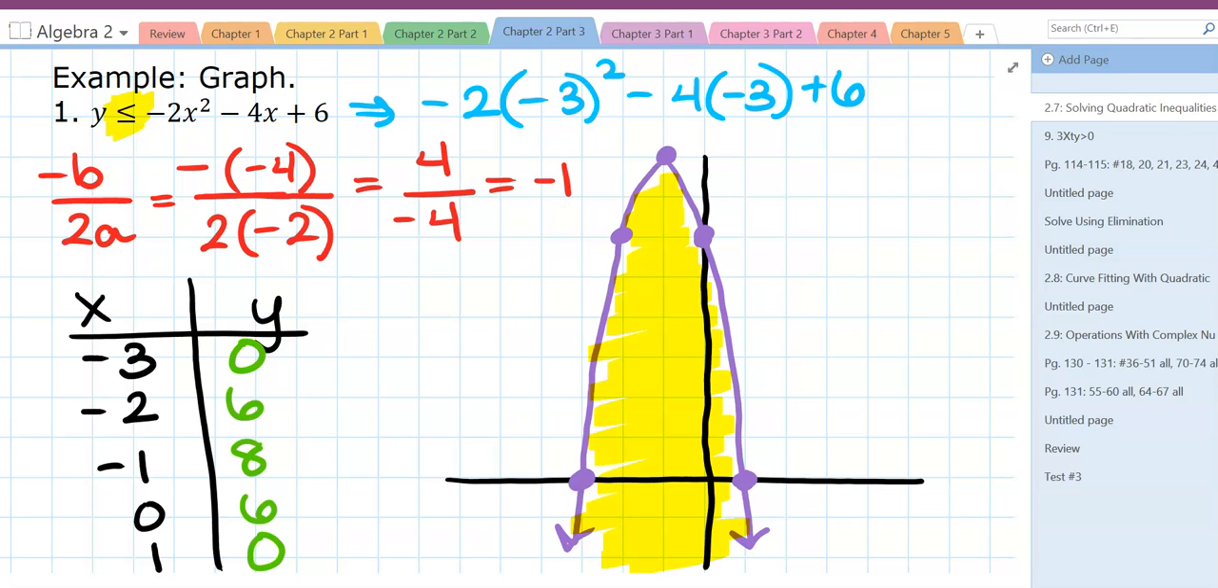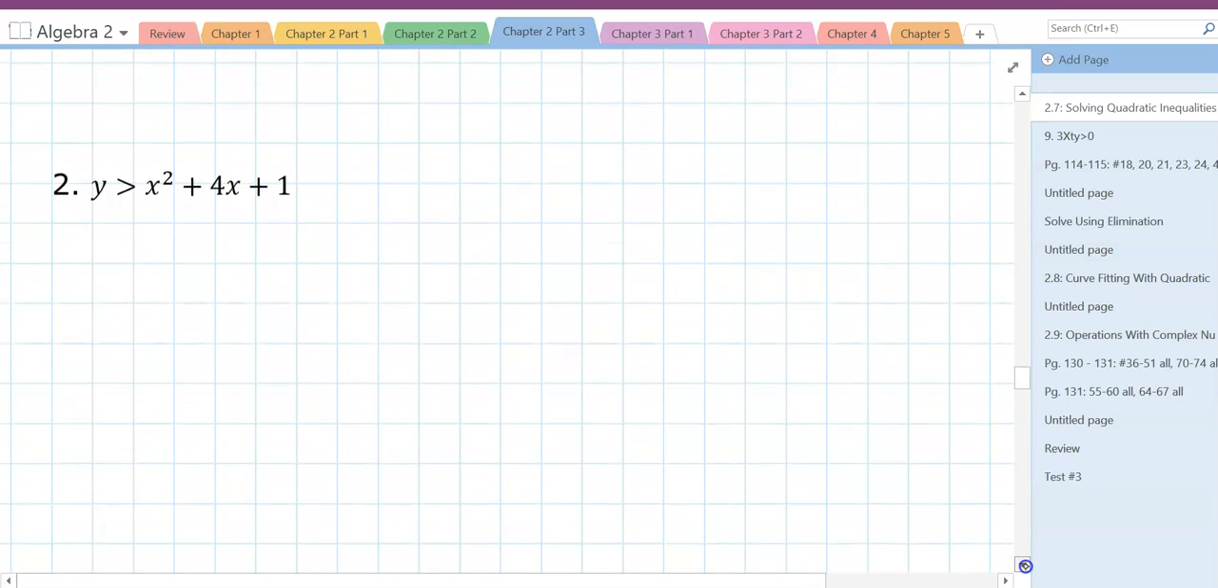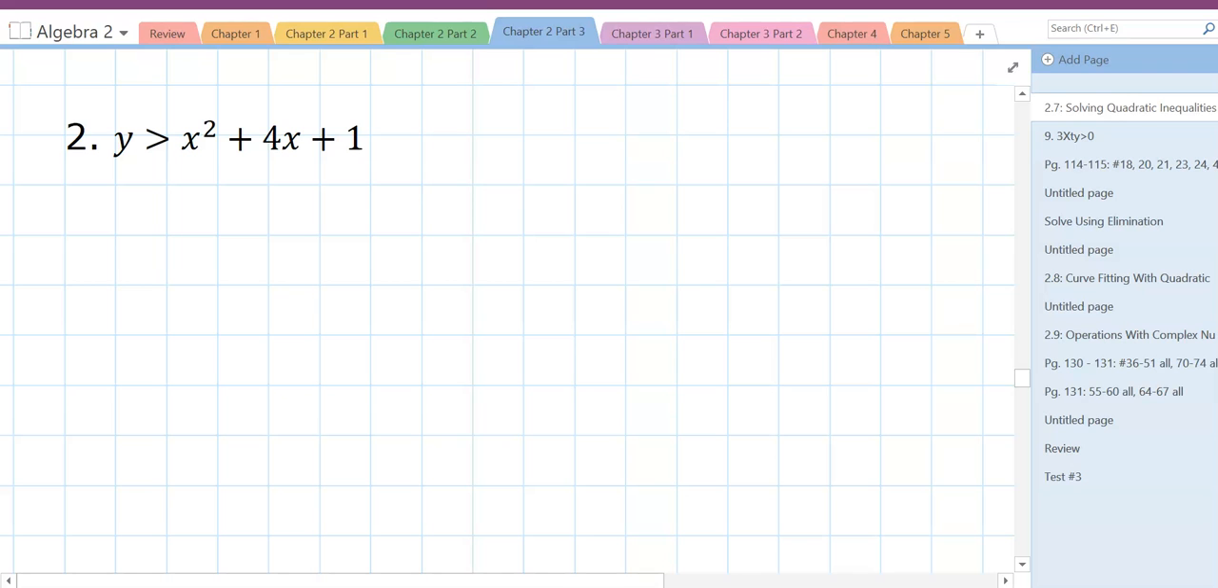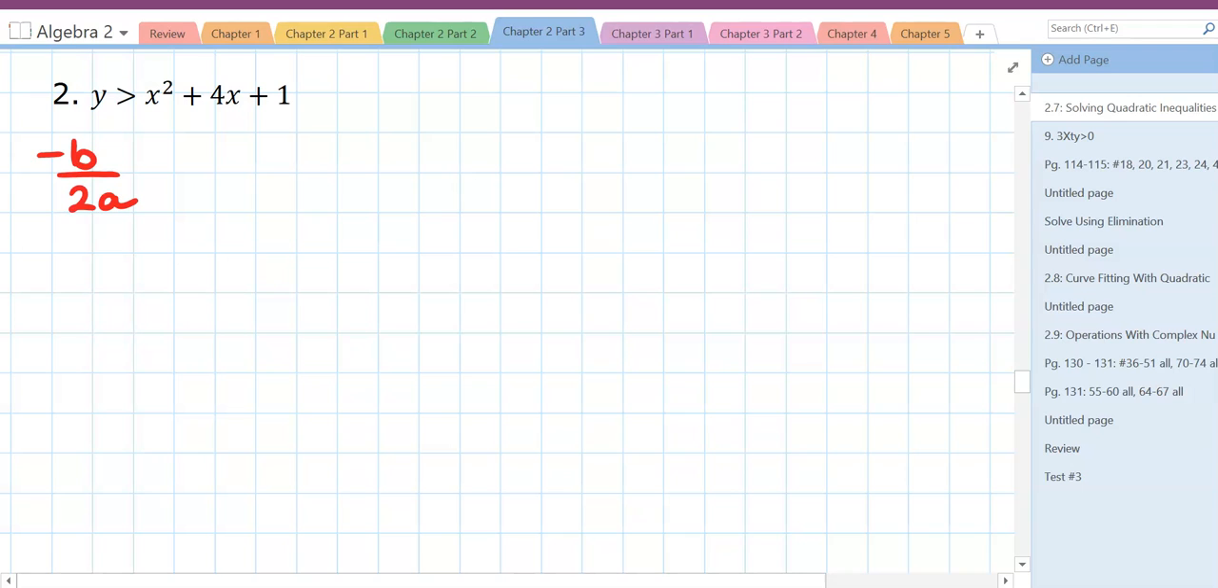Okay, if we go on to the next page, we've got another one here. Y is greater than x squared plus 4x plus 1. Starting this the same way, we're going to do -b over 2a to give us our vertex so that we kind of know where to start.